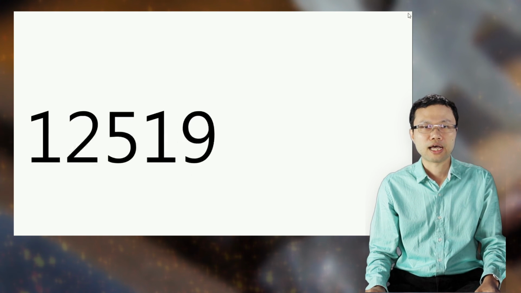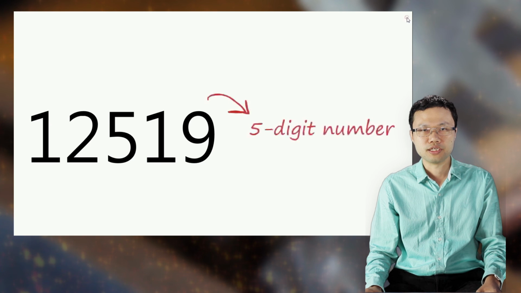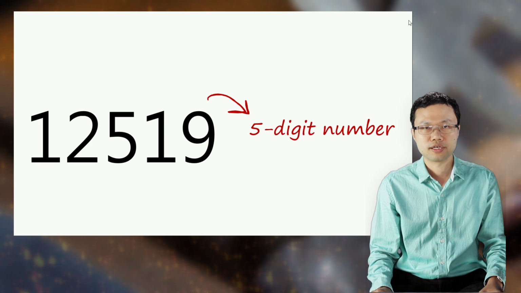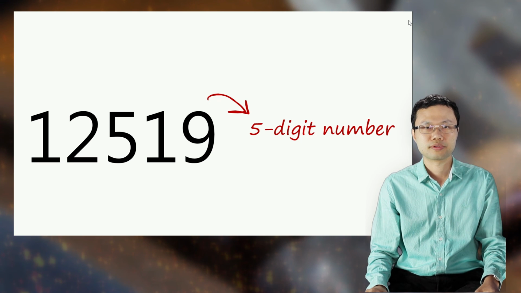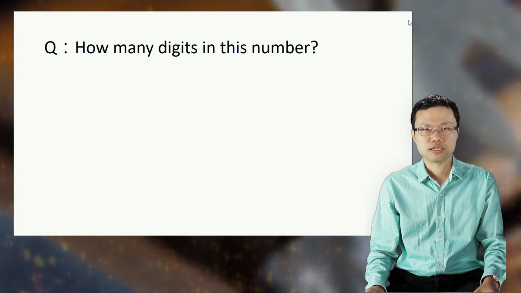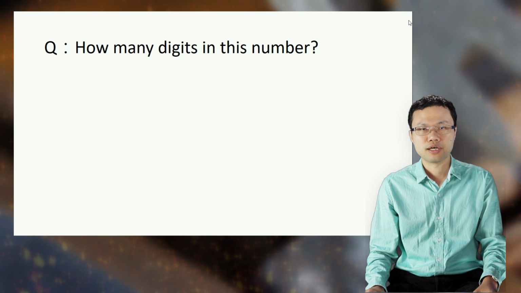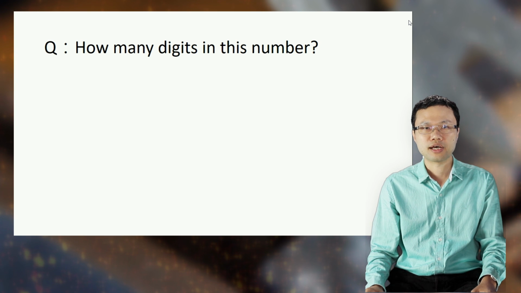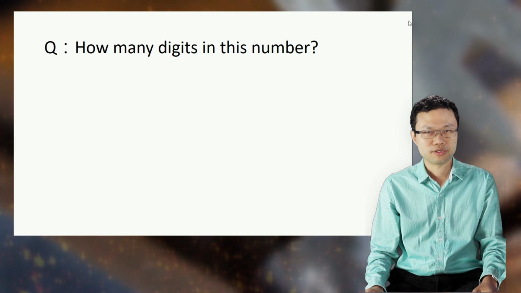The distance between Taipei and New York is 12,519 kilometers. As you can see, this number is composed of 5 digits. Therefore, it is a 5-digit number. To complete this session, here is a question for you to practice. The speed of light is 299,792 kilometers per second. How many digits are there in this number? What is the thousands digit?